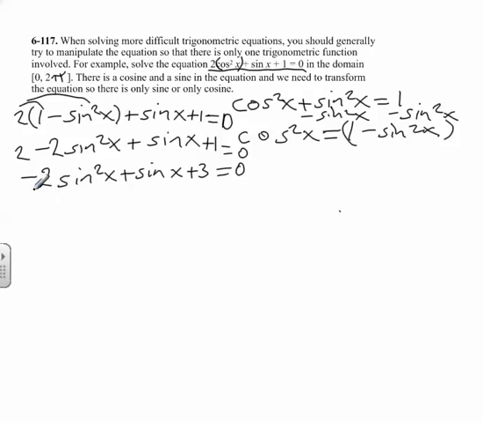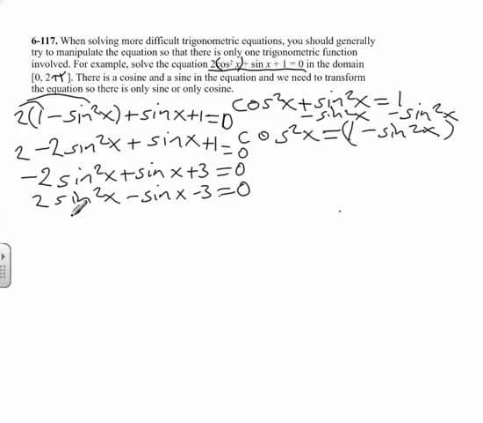Now let's go ahead and divide through everything by a -1, because it's no fun factoring something with a negative in the leading coefficient. So that brings us to 2 sine squared x minus sine x minus 3 equals 0. Now, believe it or not, this is a quadratic in standard form. We've got our squared term, our x term, and our constant.